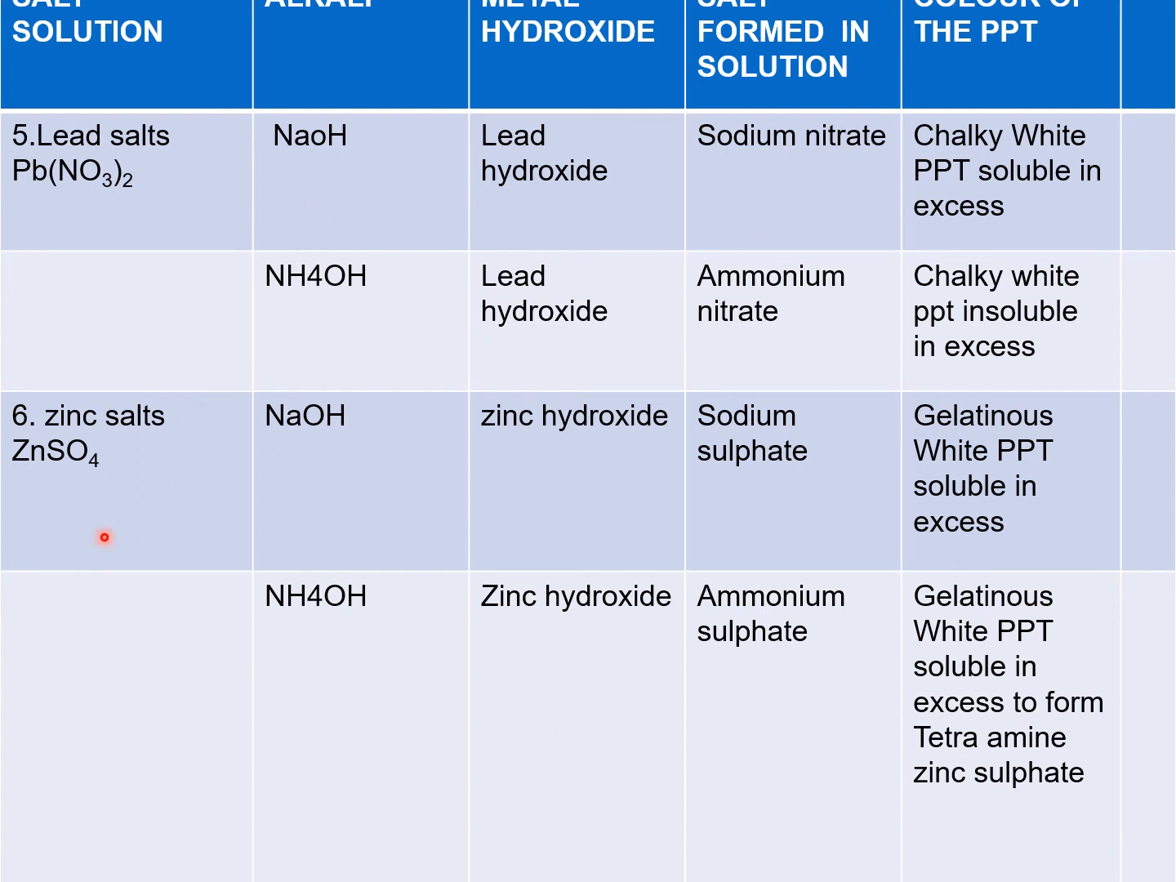Now, zinc salts. Sodium hydroxide is added to zinc salt in little, gelatinous white PPT is formed, which is soluble in excess. With ammonium hydroxide, again zinc hydroxide, a gelatinous white PPT is formed along with the formation of ammonium sulfate, which is soluble in excess to form tetraammine zinc sulfate.